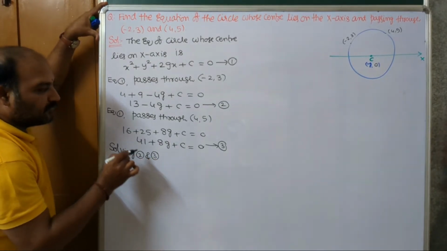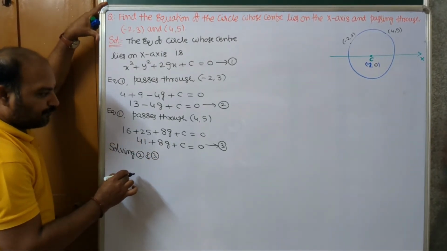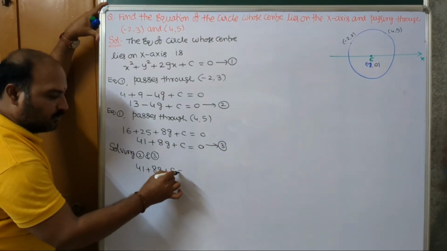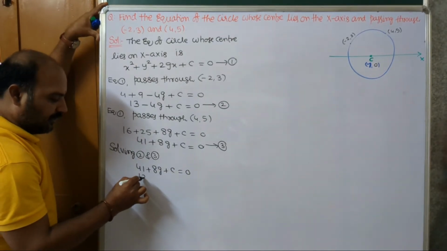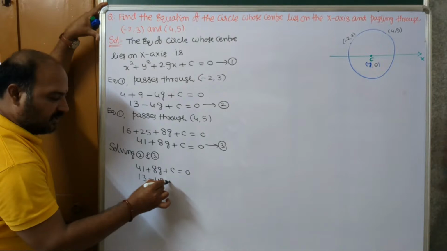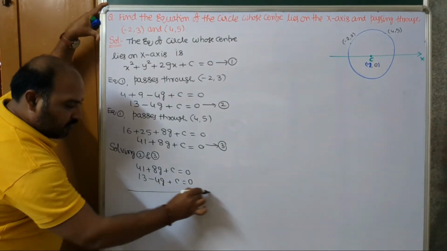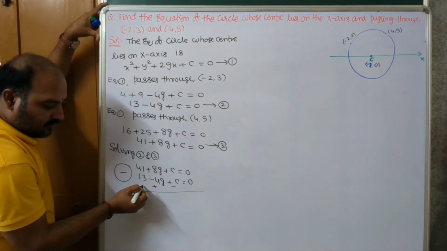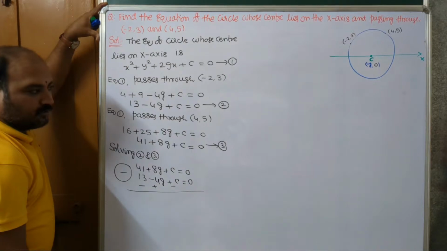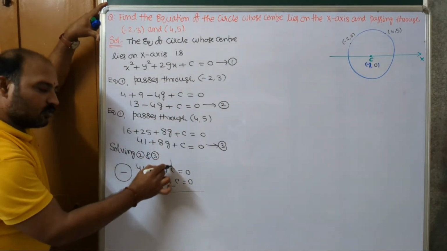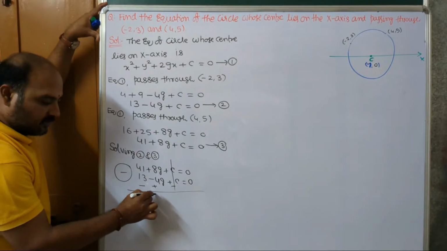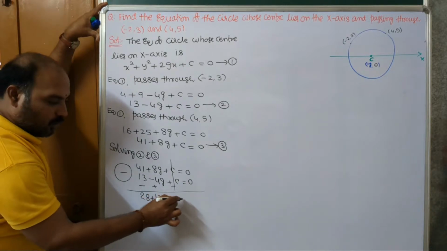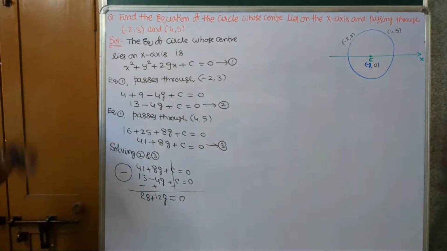we get, we'll solve it. 41 plus 8g plus c equal to 0. Next, 13 minus 4g plus c equal to 0. We are subtracting equation 2 from equation 3. So plus c minus c get cancelled. 28 plus 12g. Are you all with me? Are you all getting here? Are you able to see?